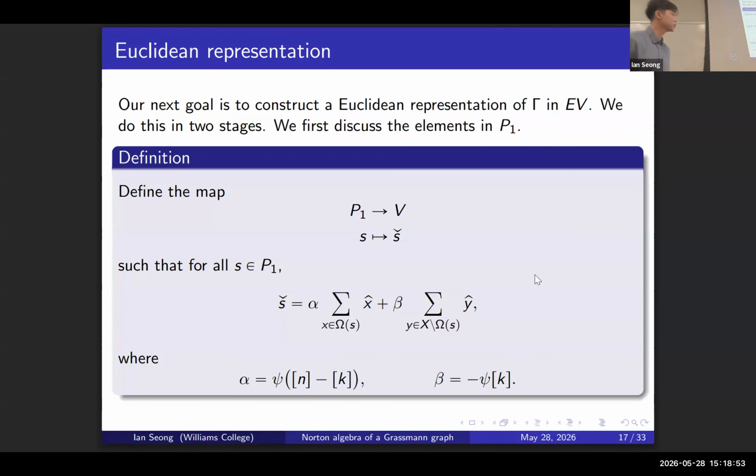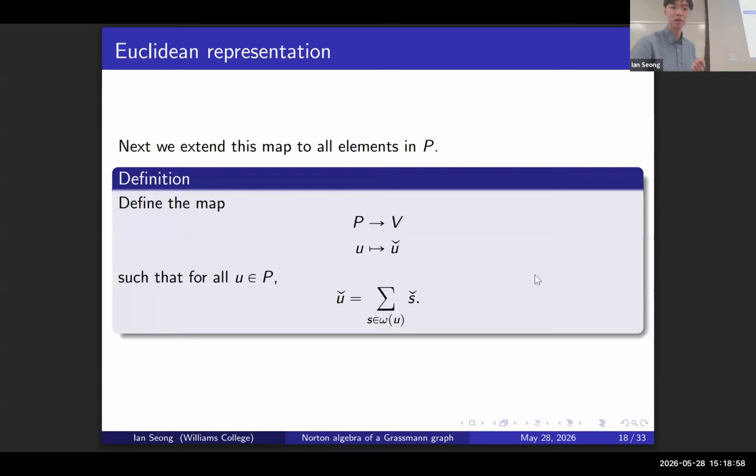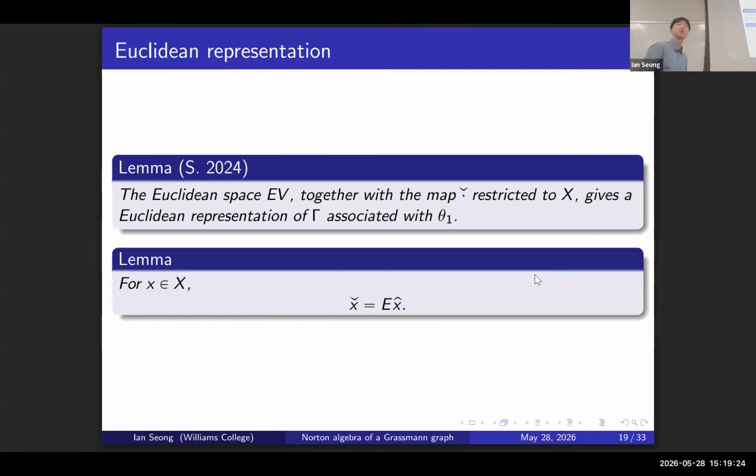We take the linear combination of those two, and that's going to be the image of the one-dimensional subspaces. Then we extend that to the whole projective geometry by simply taking the sum of S checks, where S is a one-dimensional subspace that is contained in U. That way we can grab all the elements in the projective geometry and map them onto the Euclidean space. And if you only focus on P sub k, i.e. the vertex set of the Grassmann graph, that actually does form a Euclidean representation of the graph gamma, and this is associated with theta 1, which is the second largest eigenvalue.